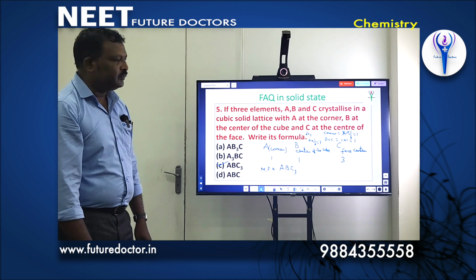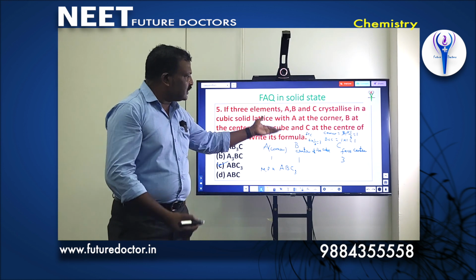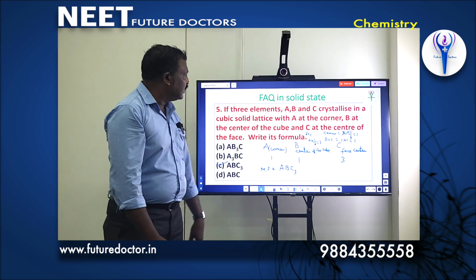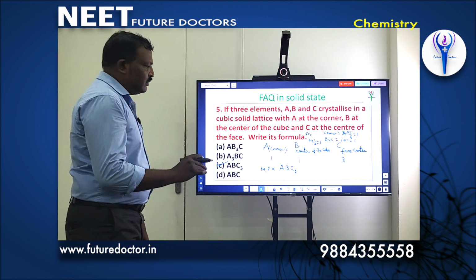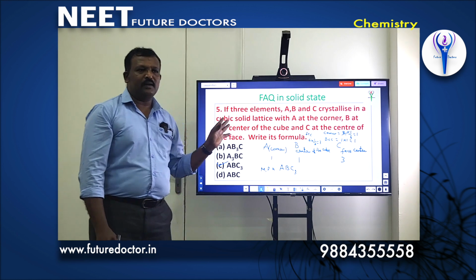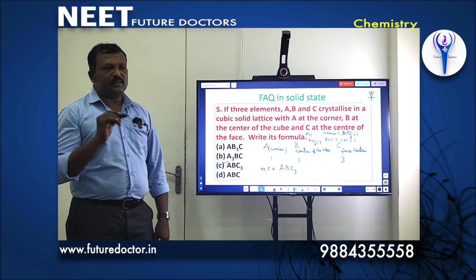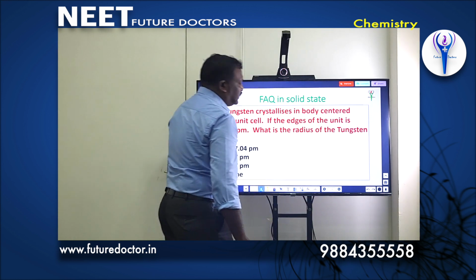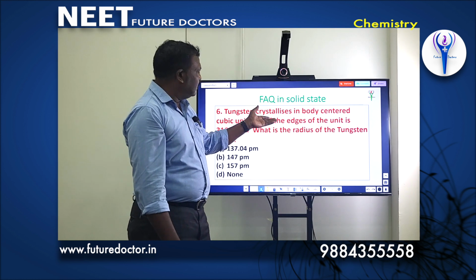Are you following? So you must know corner atom, face atom, then body atom. Then only you can solve the problem. I hope you understood everything. These are the basic things you must know. Very easy one, a solid state problem. I selected only the easiest sum. Now see the 6th question. Know that this is based on a sum we have already done.